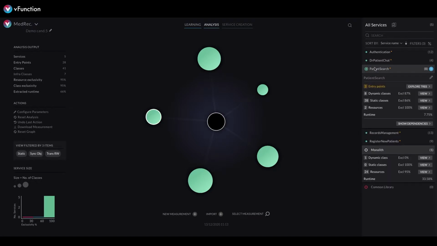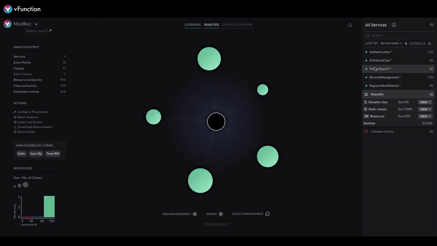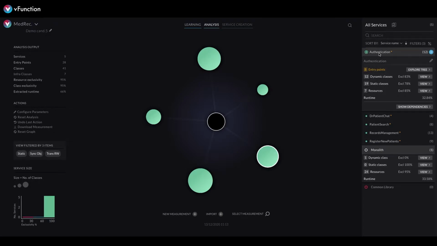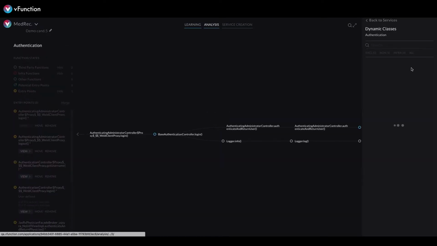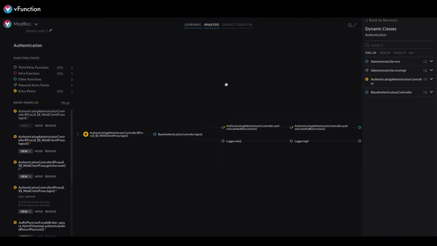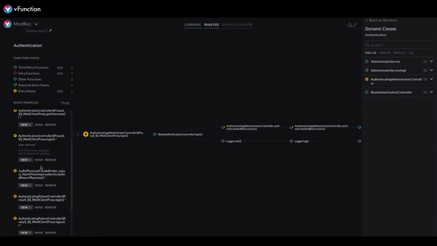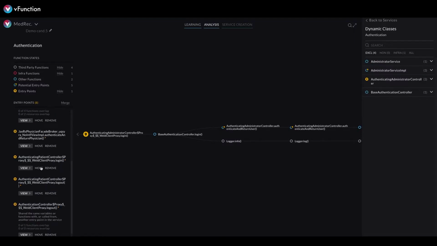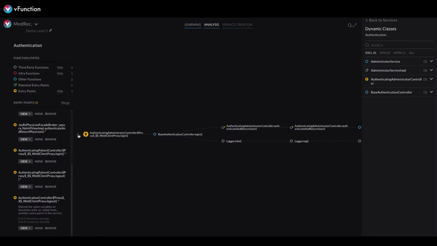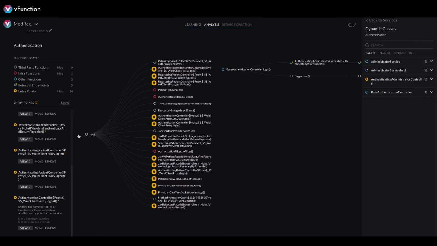Here is the patient search service, discussed at length in 2 previous videos. The authentication service is an extraction of all authentication-related functionality. Let's review its entry points. As one can see, the entry points are about login, logout, etc. They belong to facade and controller classes dealing with authentications of the different user roles. They are called from root.